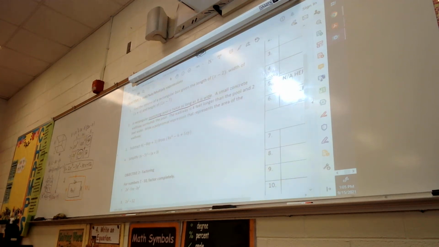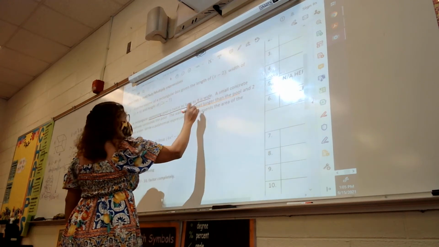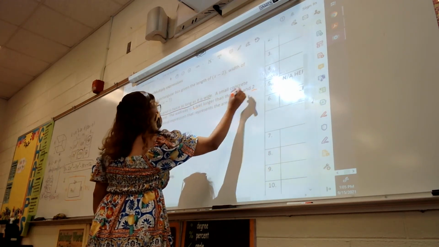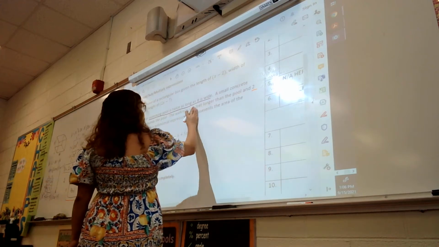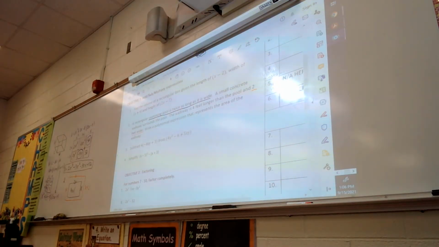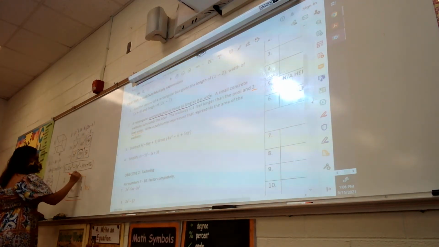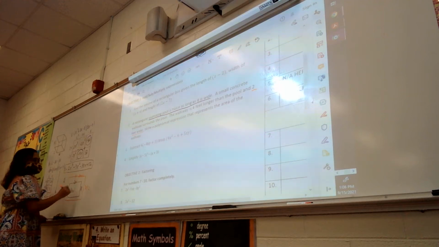Next, I'm going to cancel this out because we did this. This one, right? It says the walkway is 4 feet longer than the pool. How would I represent that? 2x plus 4. Very good. Agree? Yes. So that would be 2x plus 4.